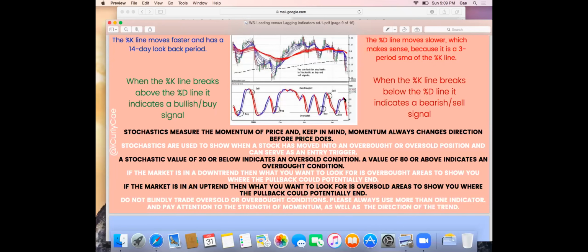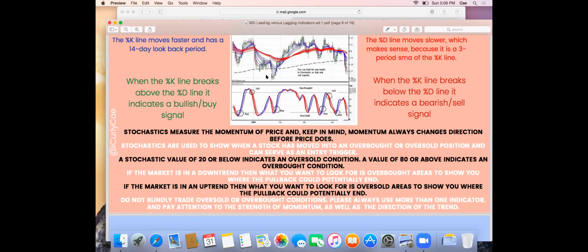And if it's above 80, that's going to give you a sell signal. If the market is in a downtrend, then you would want to look for overbought areas to show you where the pullback could potentially end. And if the market is in an uptrend, then you would want to look for oversold areas to show you where the pullback could potentially end. And do not blindly trade oversold or overbought conditions. Please always use more than one indicator and pay attention to the strength of the momentum as well as the direction of the trend.